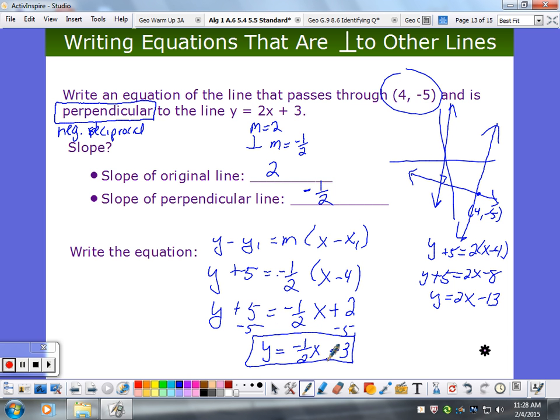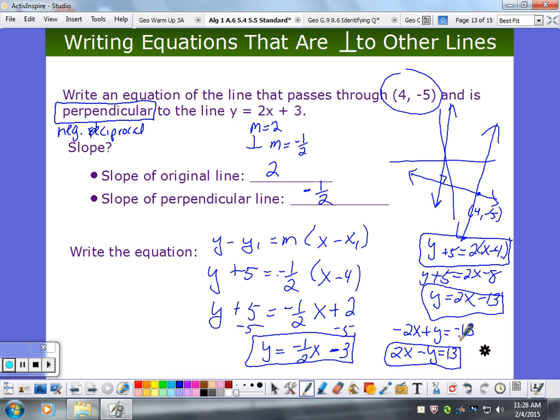What if it said put it in point slope? If it said put it in point slope, I'm done right here. So really pay attention to what the question asks. This is point slope, this is slope intercept, and -2x plus y equals -13, which I'm going to put in better form by multiplying through by a negative. This would be standard form. So we want to get very comfortable going from one form to the other.